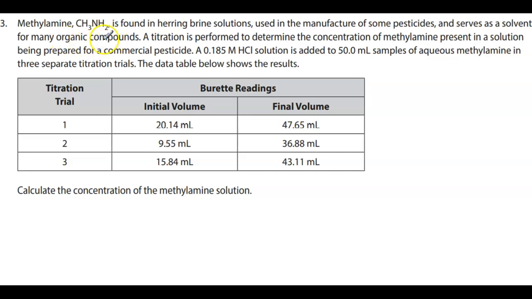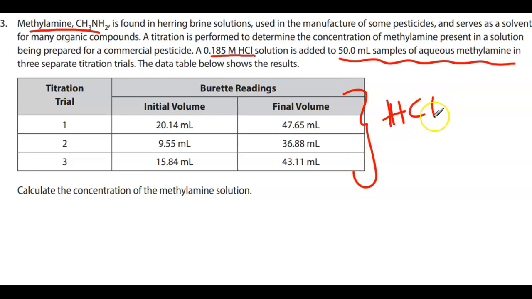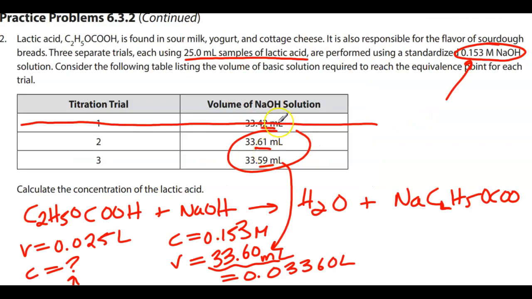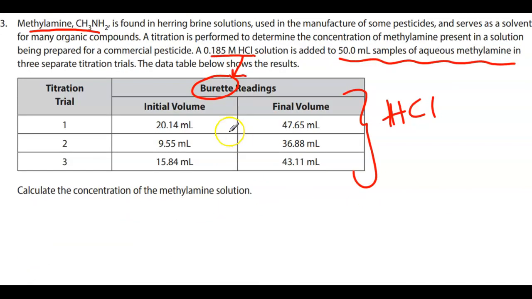So you have a methylamine compound, which is used in pesticides and as a solvent. Here we have 0.185 mole per liter hydrochloric acid, and we have samples of our aqueous methylamine. And so these are all our HCl, because remember, your burette is always the standard, the one that we know the concentration of. What's different between here and before is that they told you the total volume that was used, but here they give you the final and initial. So actually, this is giving us another step.